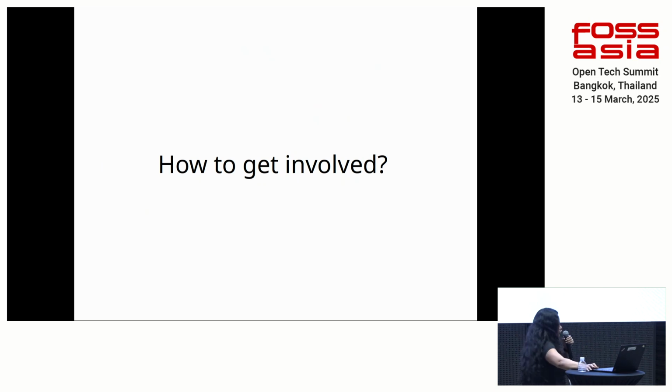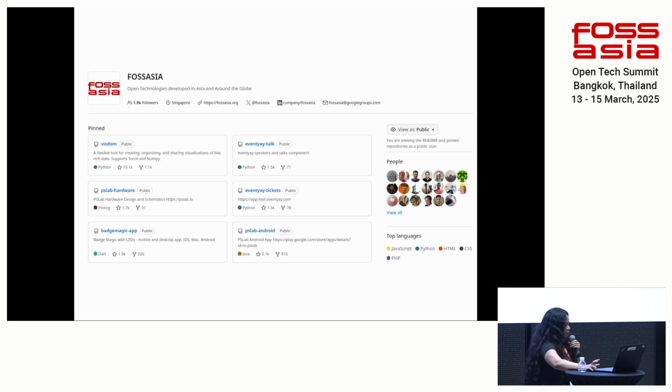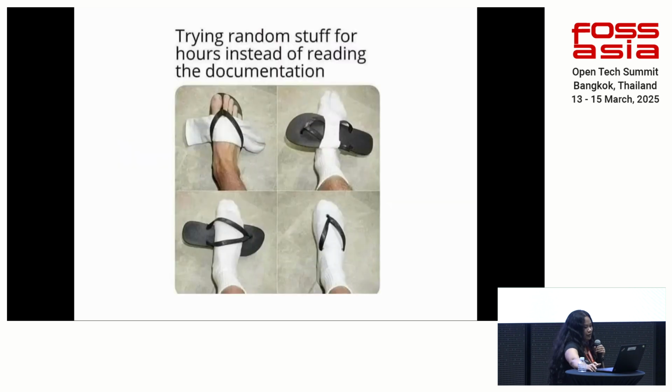So how to get involved? First, check the FOSSASIA repository. There's a bunch of projects there. There's PSLab, Android, most of them active.